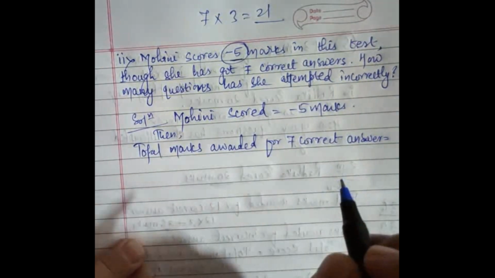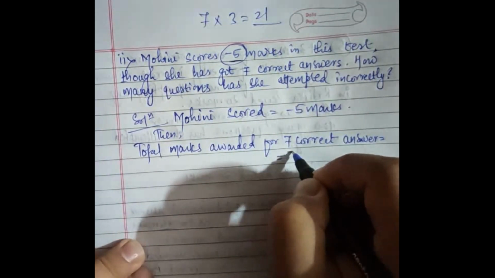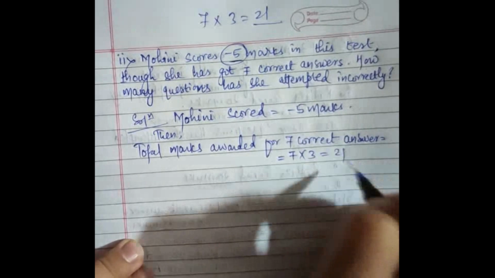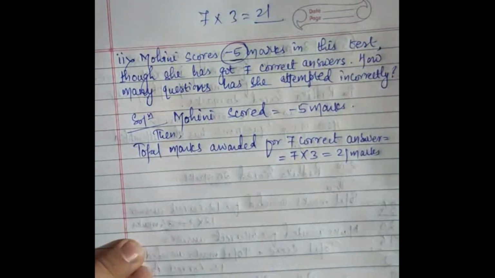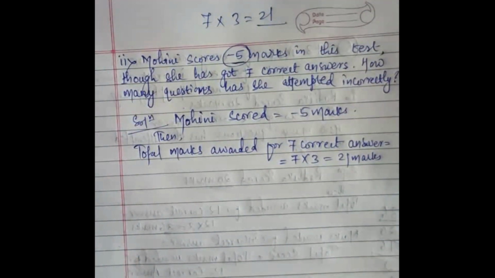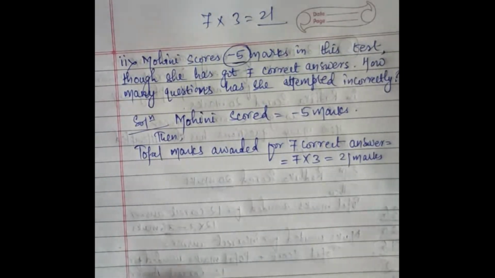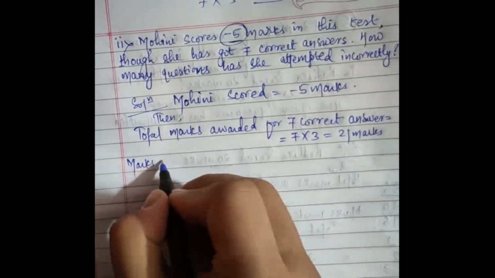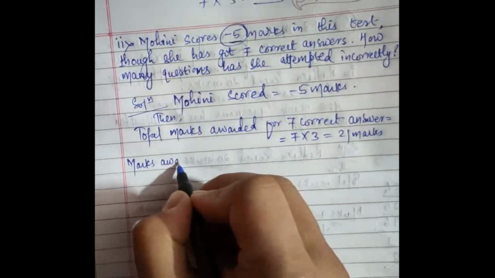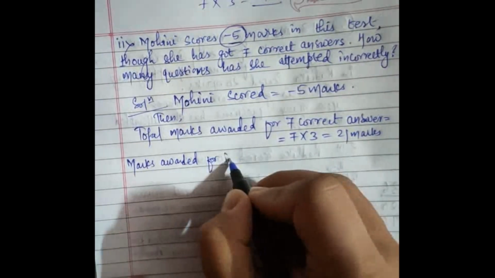She has got 7 correct answers. For that she has to get 7 3s is 21 marks, isn't it? She should have got this, but she got only minus 5. That means she has attempted more incorrect answers than correct answers. That is clear with this. Alright. So how to find marks? In what manner we found in the previous sum, in a similar way we are going to solve this also.